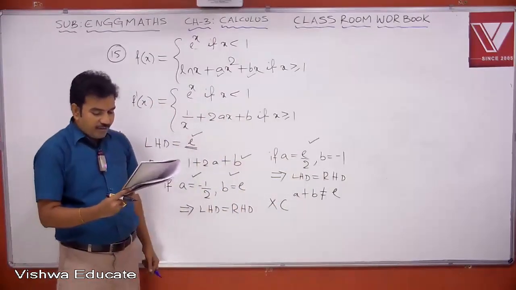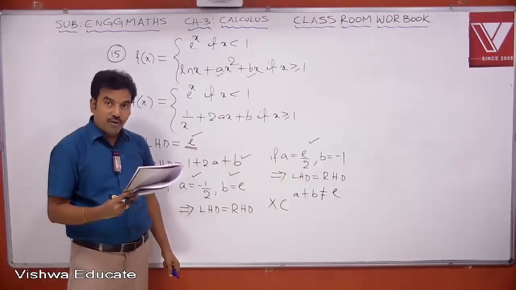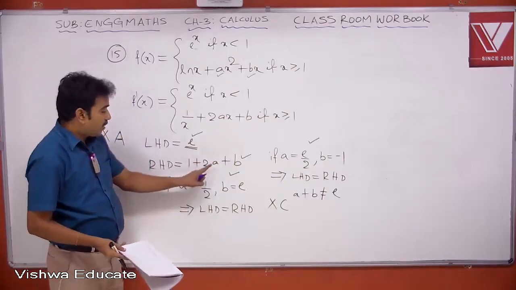Option D, f of x is differentiable at x equal to 1 for all values of a and b. Now suppose I will take a value 0.